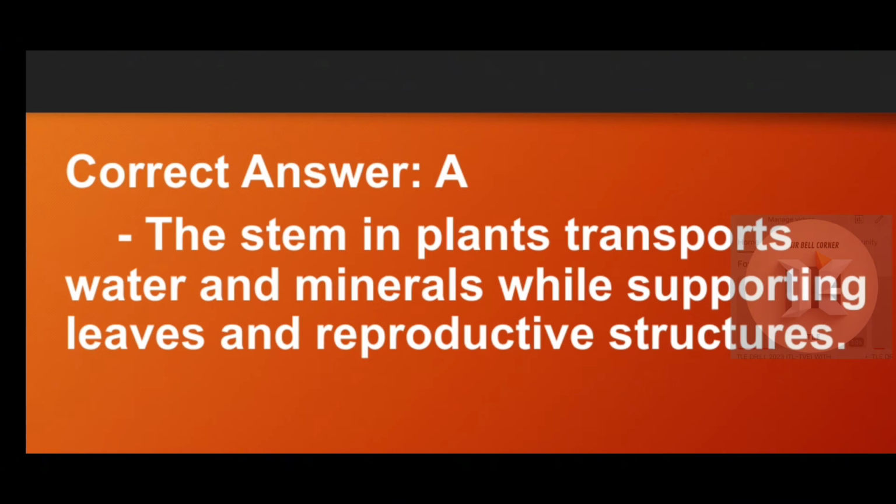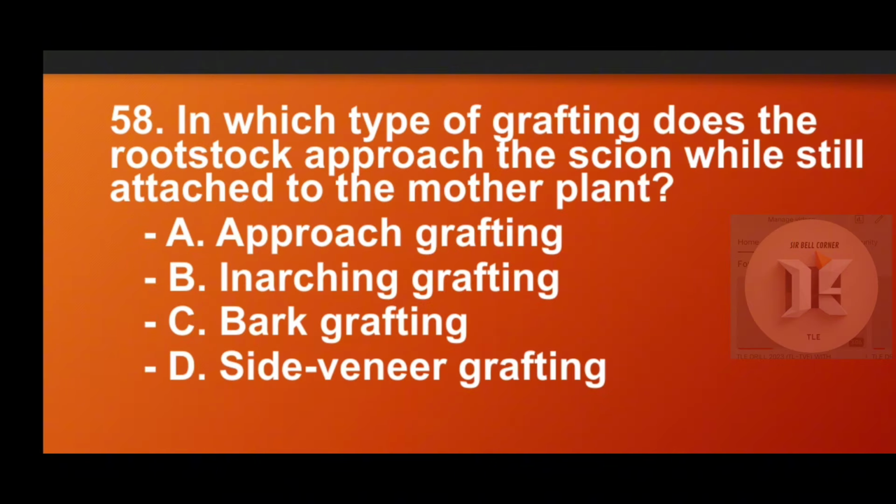Correct answer. A. The stem in plants transports water and minerals while supporting leaves and reproductive structures. 58. In which type of grafting does the rootstock approach the scion while still attached to the mother plant? A. Approach grafting. B. Inarching grafting. C. Bark grafting. D. Side veneer grafting.